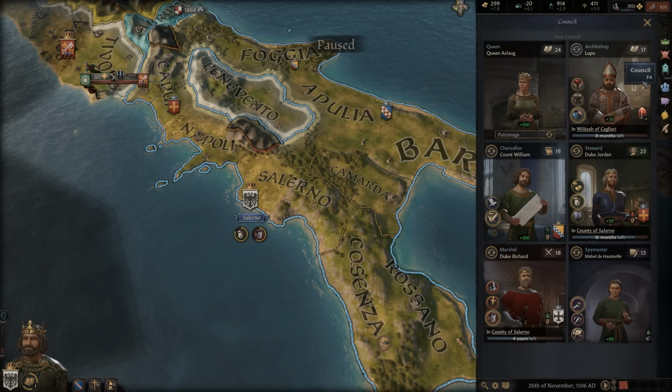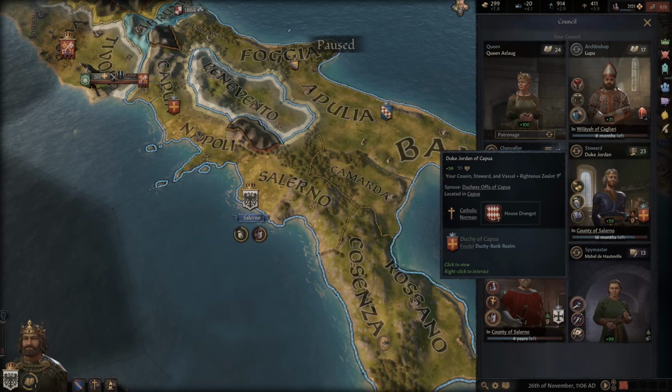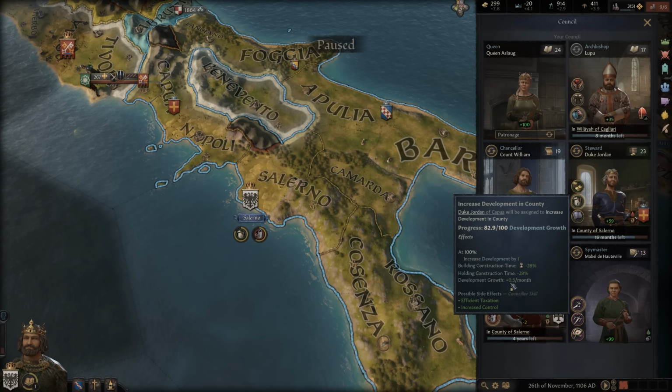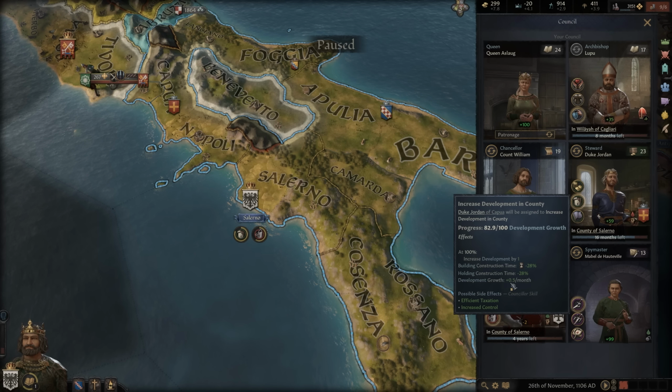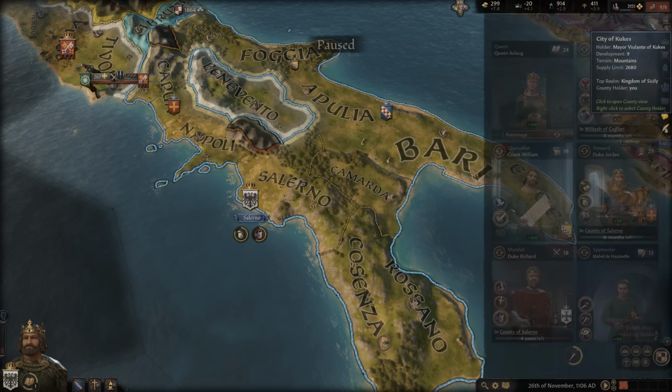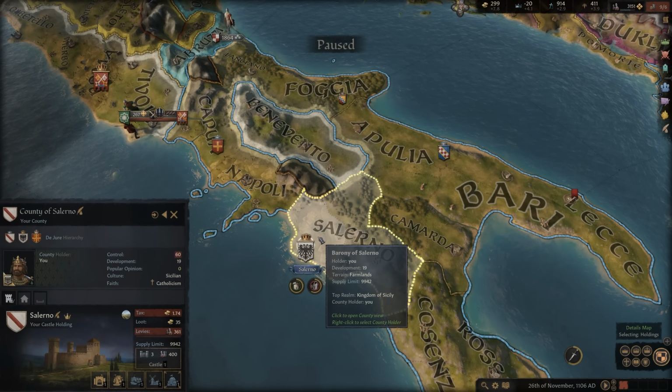Lastly, you can also go into council and use your steward to also increase the development growth. Increase development by 1. It also helps out with building and holding construction time and development growth by plus 0.5 per month. So these are different ways that you can increase your development, and it's a really good way to make sure that you're maximizing the amount of levies, taxes, and supply limit of the stuff around that individual duchy. Individual county. The nomenclature kind of messes with me sometimes.